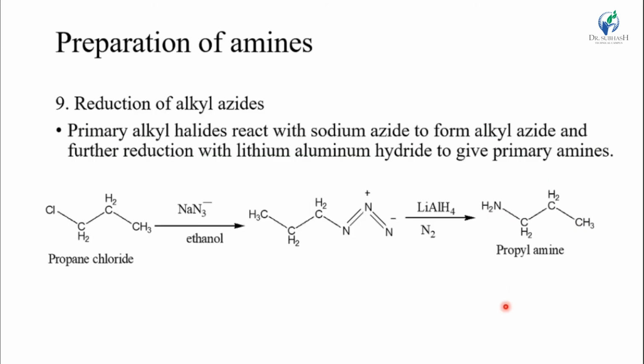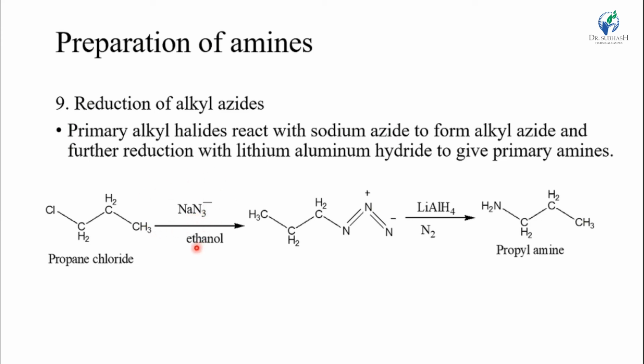Then the ninth reaction is the reduction of alkyl azide. So primary alkyl halide reacts with sodium azide to form the alkyl azide, and further reduction with lithium aluminum hydride gives the primary amine. Here also we make the primary amine but with the help of the alkyl halide. So this is propane chloride, this is an alkyl halide. In the presence of sodium azide, N3 minus is the azide group. So N3 minus is attached with sodium, so that's called sodium azide.